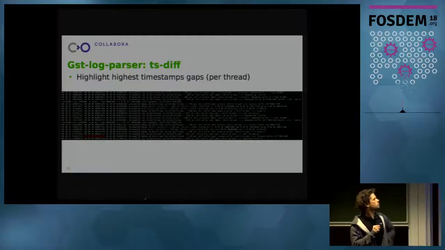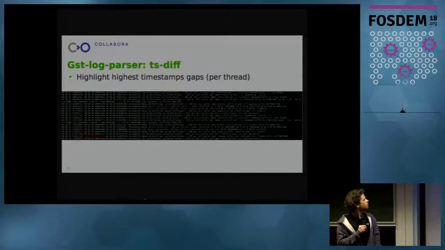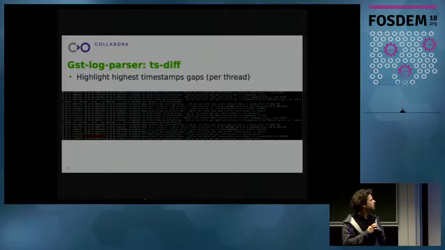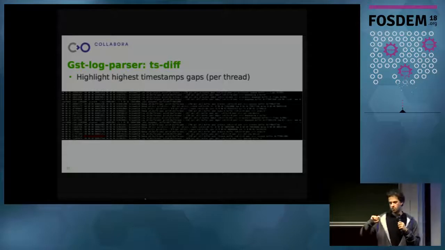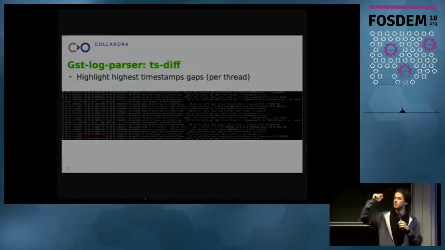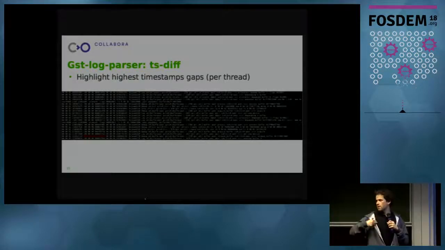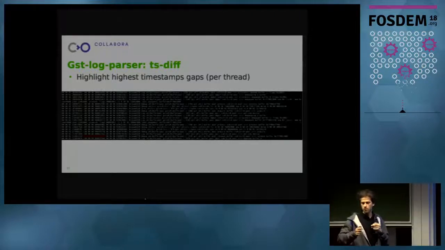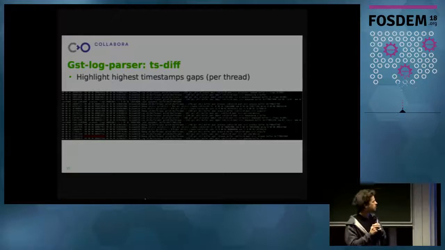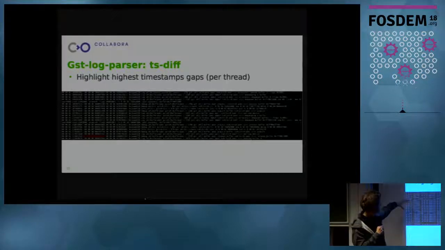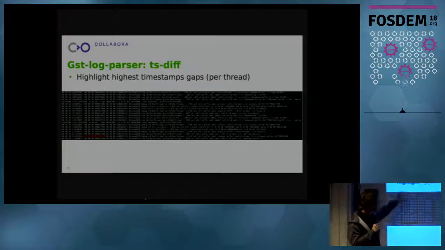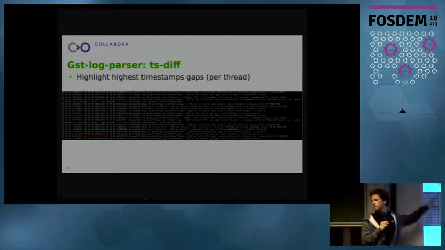tsdiff is a small tool I wrote using that, which for each thread will compute the difference between one specific event and the last event in this thread. So if at some point there is a gap in the pipeline which is being stuck, it will detect it very easily. It's not really readable yet, but the bigger differences will be highlighted in red.